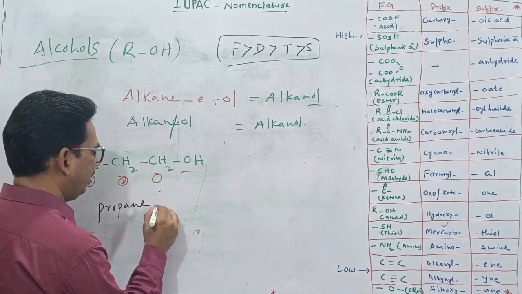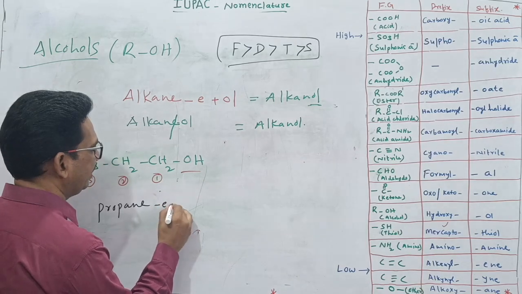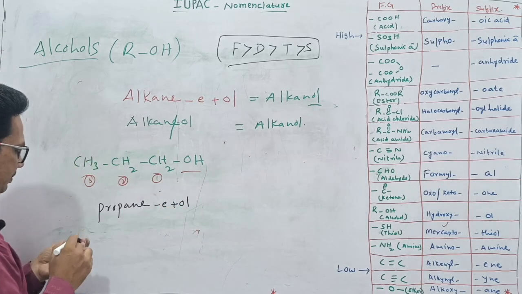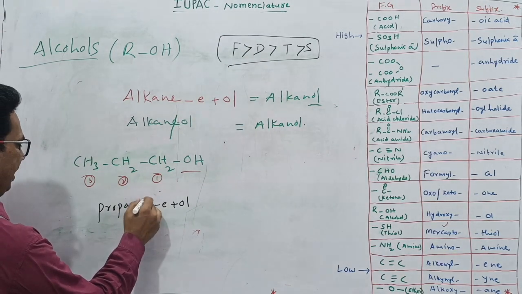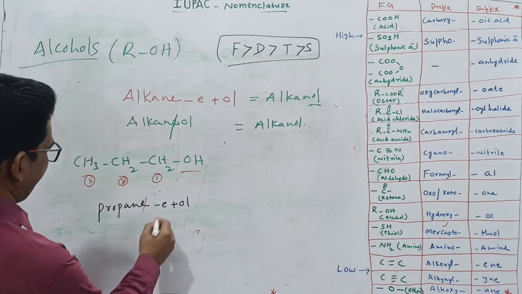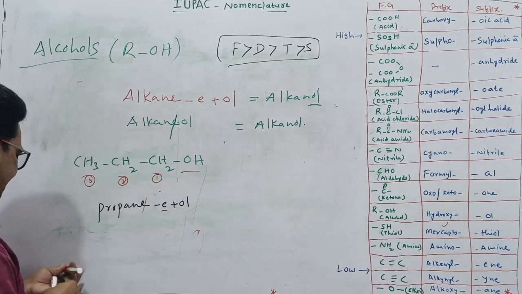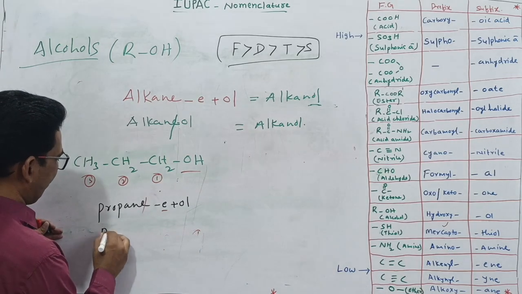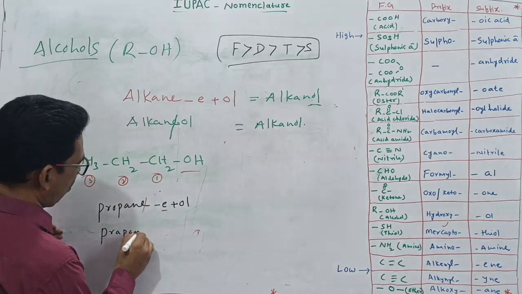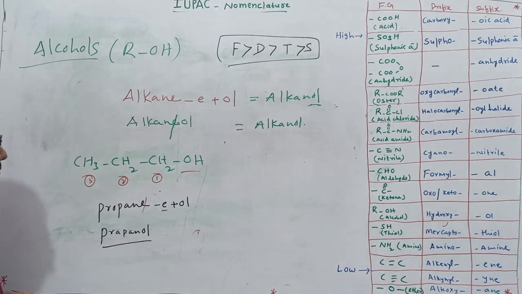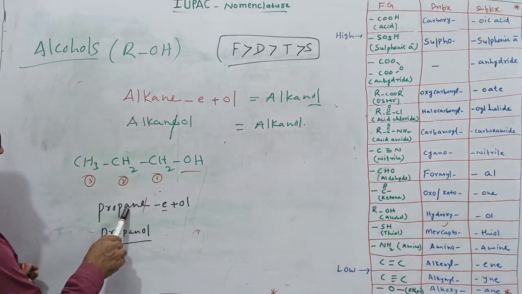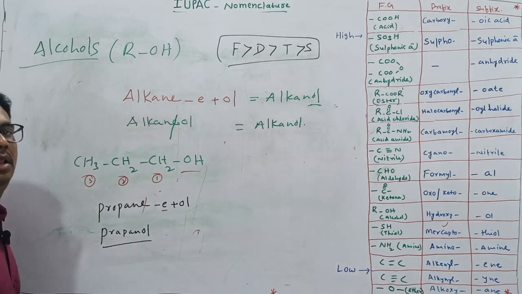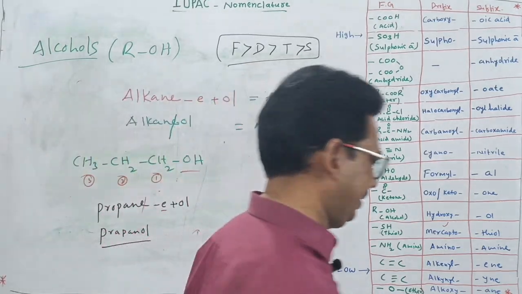अल्कोहल को क्या बोलते हैं? ऑल, माइनस ई प्लस ऑल. Okay, then what it will become when the minus E will be there? Minus E. We are removing this. Then what is the name will come? Propanol. Okay, propane minus E plus ol: propanol. I am not mentioning a position. क्यों mention नहीं किया हूँ? वो first position पे है.